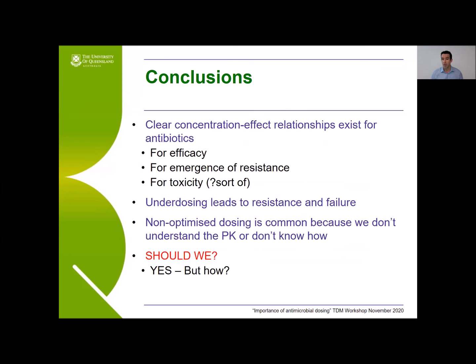So in conclusion, I hope that I've set the scene for the rest of the day, that there really is a clear concentration-effect relationship, and that optimisation of dosing is very important, not only to ensure clinical cure, but also to potentially prevent emergence of resistance, and to ensure maximal safety of the drug. The question is, should we be using optimised dosing? I hope that I've made the case that this is important, and that you'll see through the rest of the day what options we have to do that, with, of course, a focus on therapeutic drug monitoring.